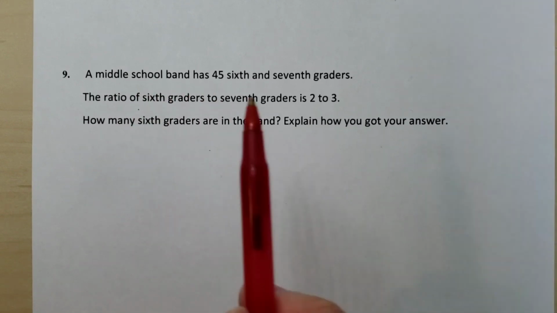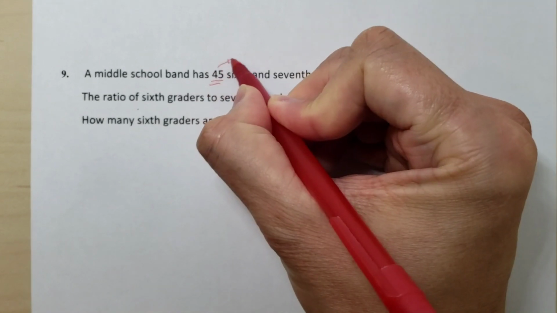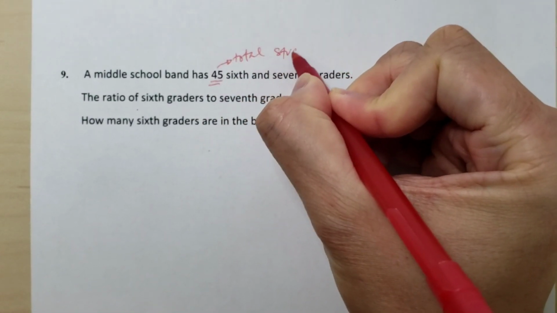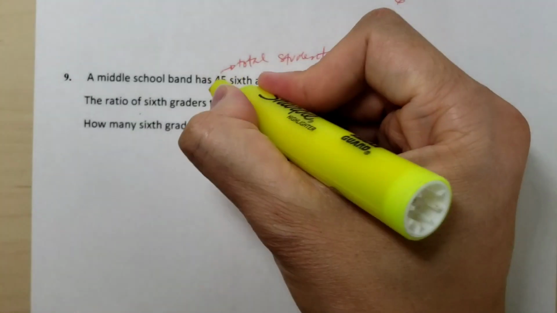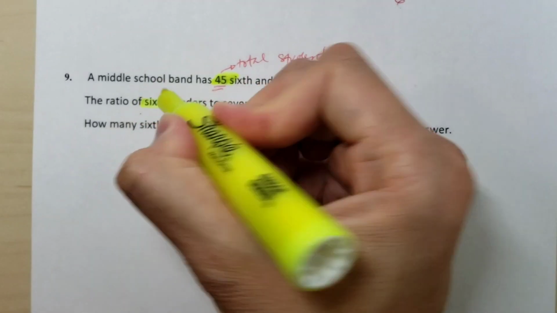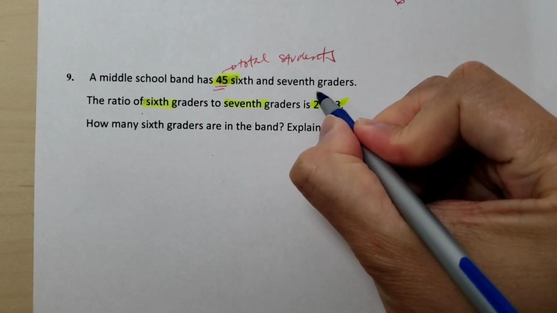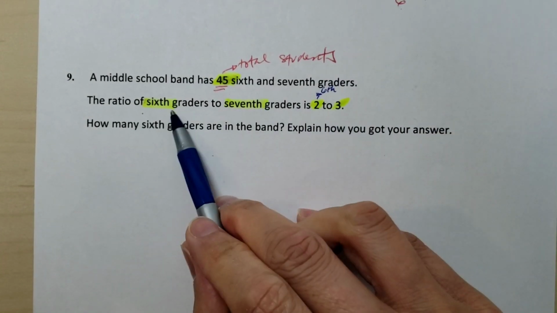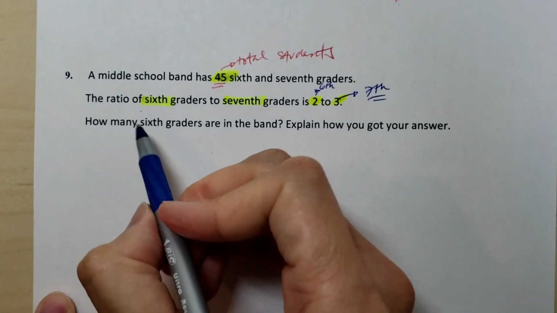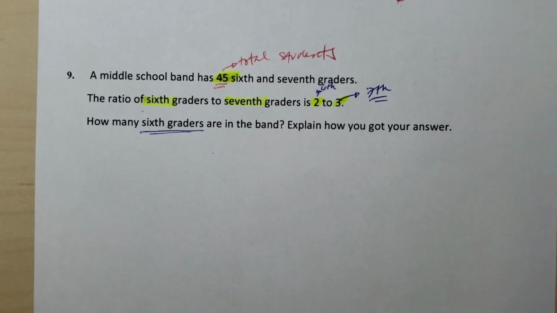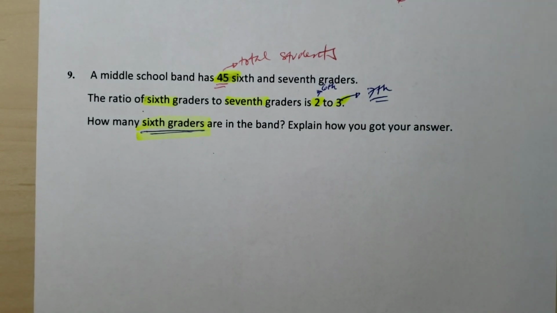Word problem using ratios. A middle school band has 45 6th and 7th graders. So this 45 represents the total students. And then the ratio of 6th to 7th is 2 to 3. So we already know the 2 represented the 6th graders because it's mentioned first. And the 3 is represented by the 7th graders because it's mentioned second. The question is, how many 6th graders are in the band?